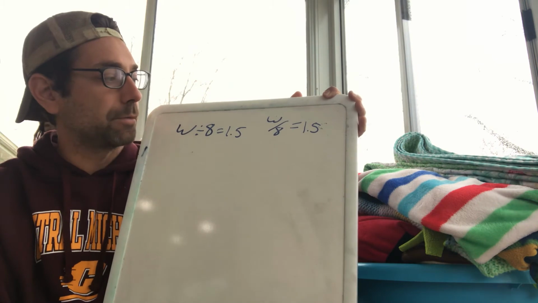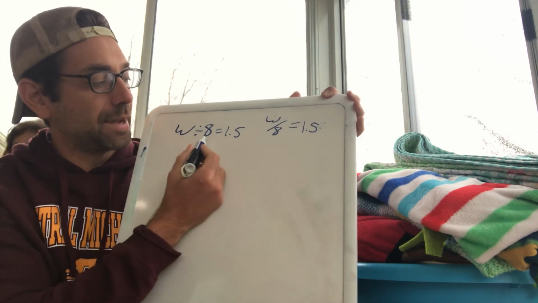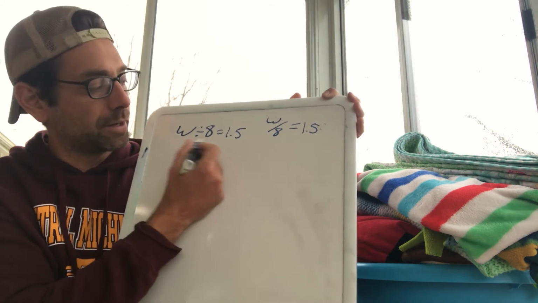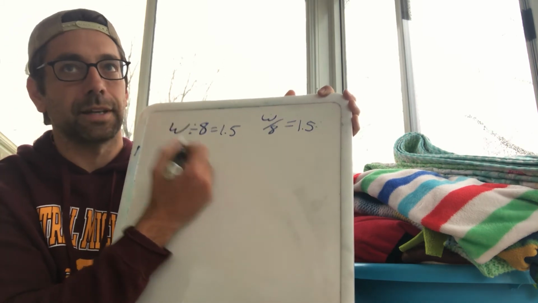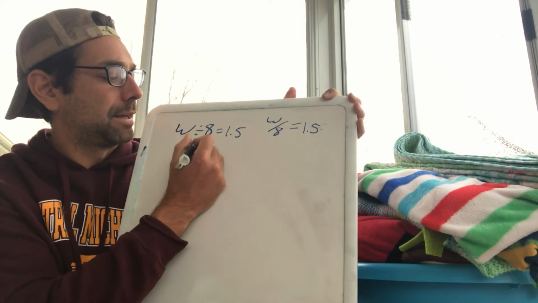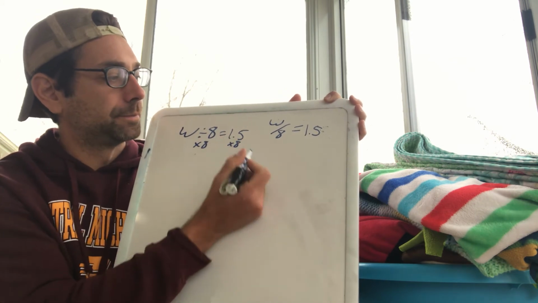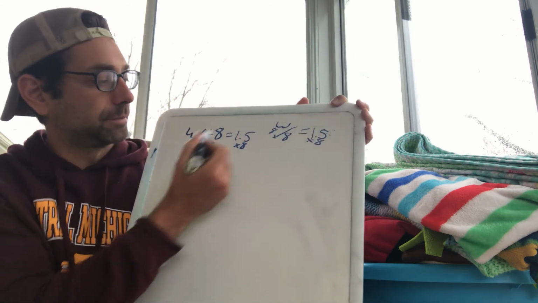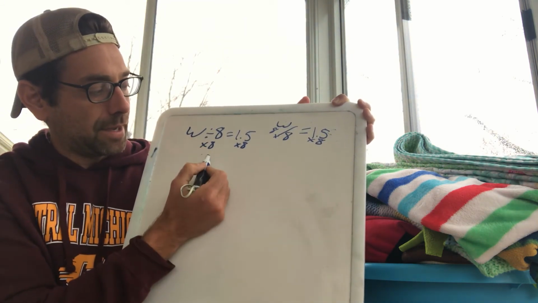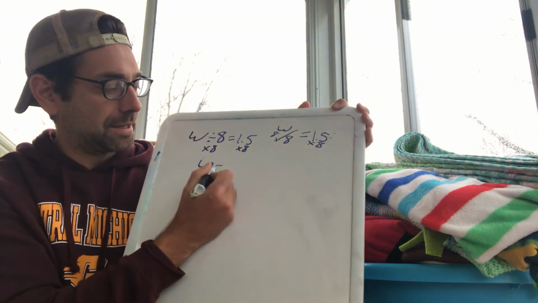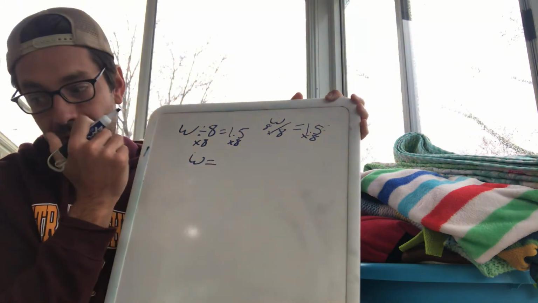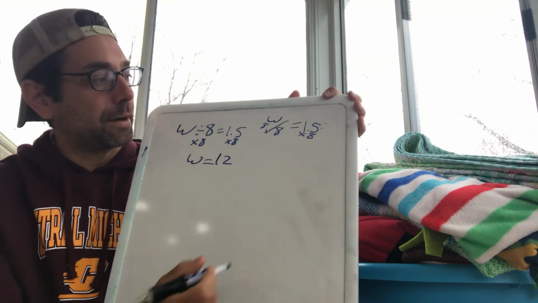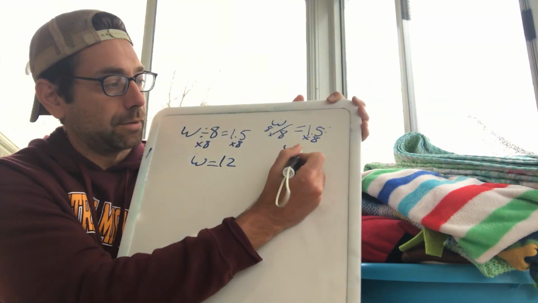W divided by 8 equals 1.5, or W divided by 8 equals 1.5. I want to get rid of this divide by 8. So I got to think about what's the opposite of divide by 8. I got to multiply by 8. Okay, over here, same thing. I got to multiply by 8. Same problem. Okay, 8 divided by 8 is 1, so this is just giving W over here. And 1.5 times 8 would give me 12. All right, and over here, 1.5 times 8 would give me 12.